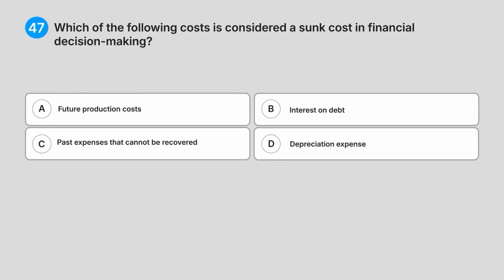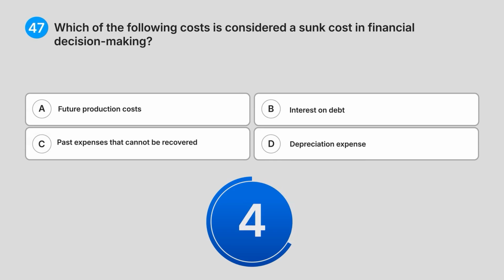47. Which of the following costs is considered a sunk cost in financial decision-making? A. Future production costs. B. Interest on debt. C. Past expenses that cannot be recovered. D. Depreciation expense. Do you know the answer?